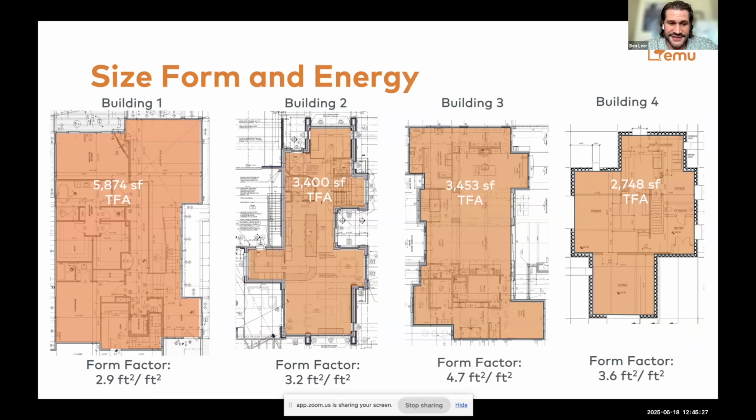And what's interesting here is that the form factor, which is the treated floor area of the building over the envelope area, has a big play on the energy use of the building. Not only for operational energy, which I knew from our passive house classes, but also for embodied energy. So the more wall surface you have to insulate, the higher the associated emissions are going to be.